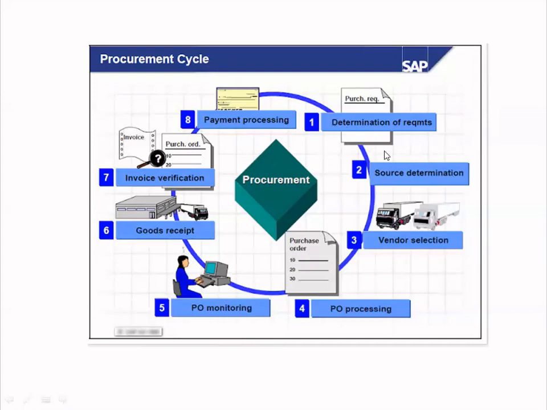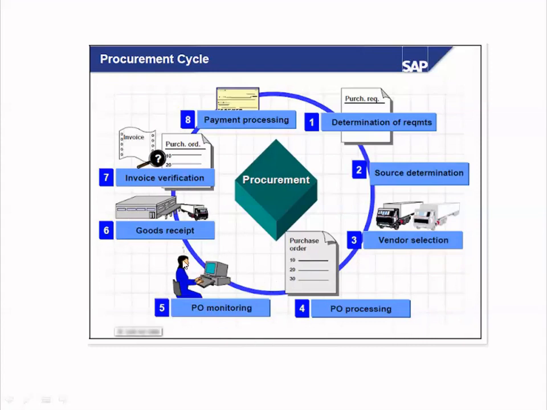And source determination. For procurement of these raw materials, we need vendors to buy these products, so we need to determine the source to procure. And another thing called vendor selection. There are several sources available outside, but we need to select from that list based on some parameters. After that, we will create one purchase order to the vendor to procure the materials. After that, we will monitor, just like we track, the purchase order.